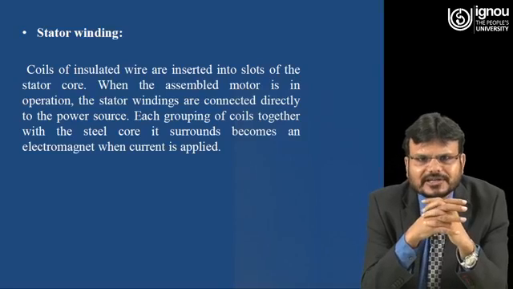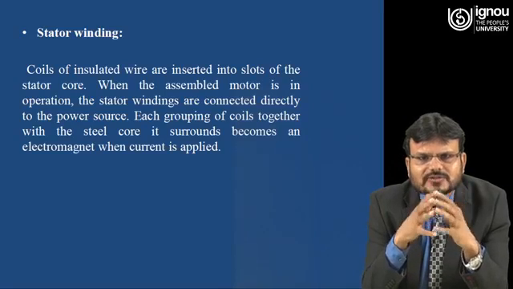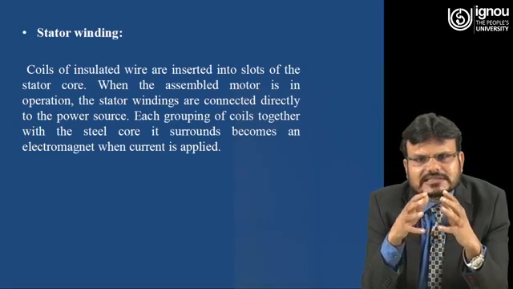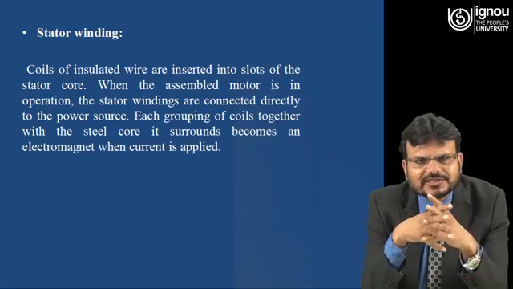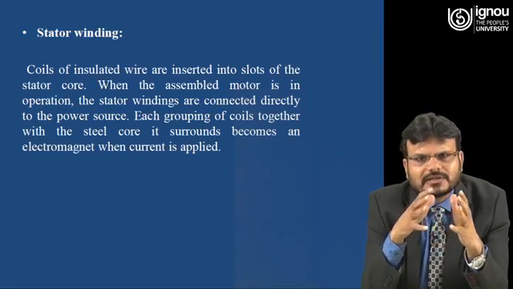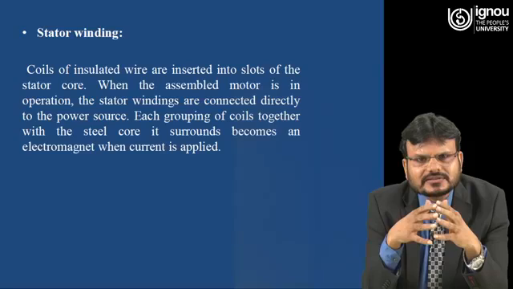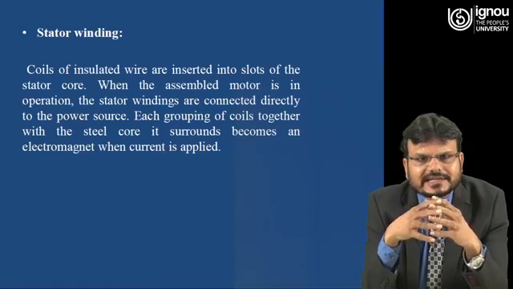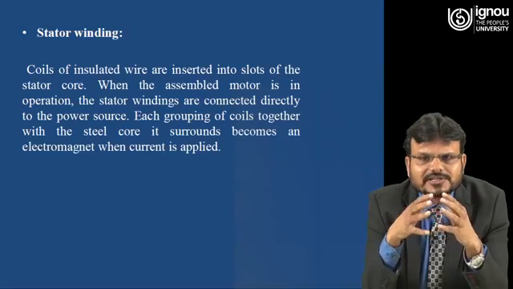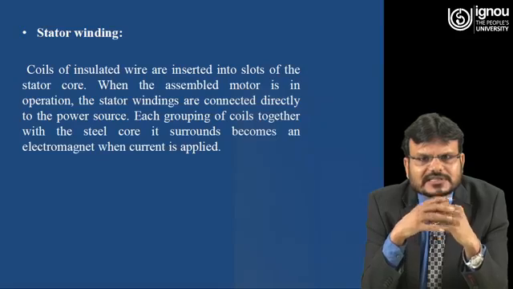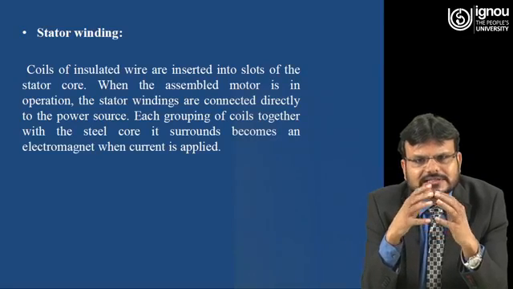Next is the stator winding. Basically, coils of insulated wire are inserted into the slots of the stator core. When the assembled motor is in operation, the stator windings are connected directly to the power source. Each grouping of coils together with the steel core it surrounds becomes an electromagnet when current is applied.